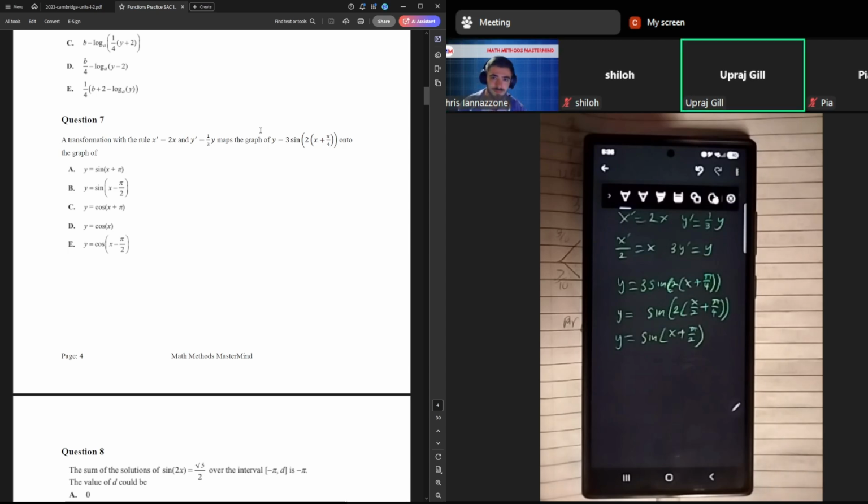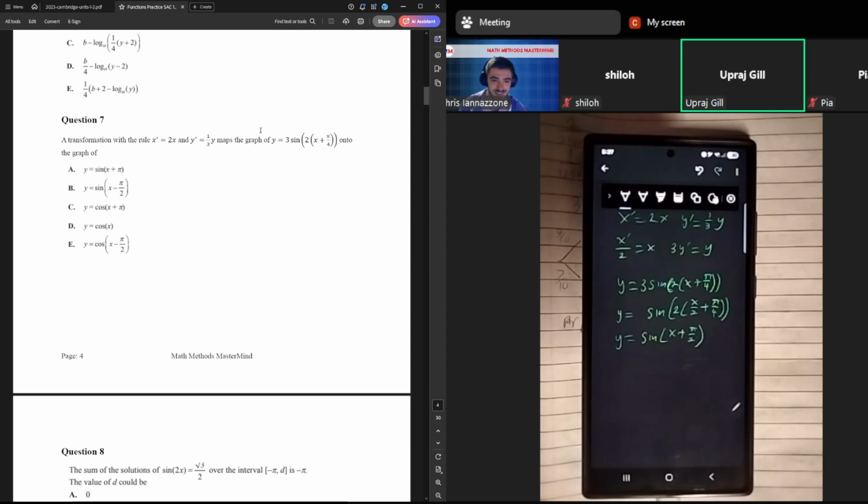Chris, since the plus pi over two is like a shift in the graph, right? Correct. Wouldn't that mean that this graph is effectively just a cos graph? Yeah, it's exactly what it means. So what do you think the answer is going to be based on what you just discussed?